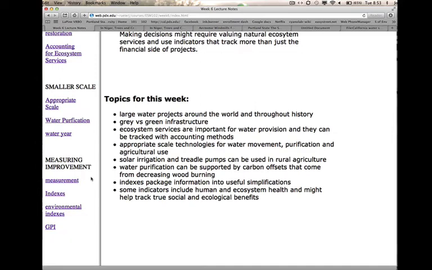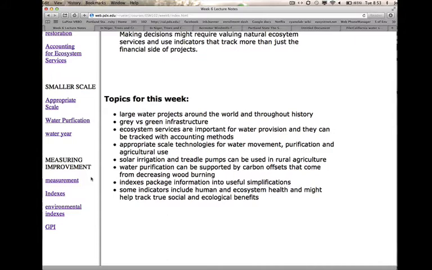In the second part, I'm going to talk about smaller scale projects, what we call appropriate scale, because they're targeted at a very specific project and use very adaptable technology. We're going to look at water pumping, water purification, and then some of the risks. And one of the risks is when you're trying to provide your own water on a small scale, you really have to deal with the risk of drought.